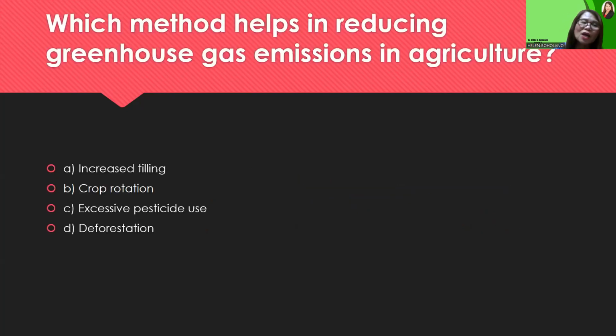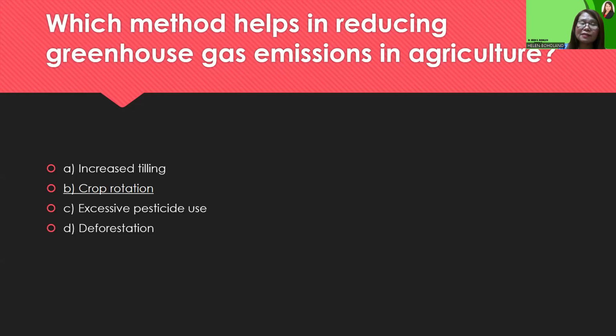Okay. Another one, which method helps in reducing greenhouse gas emissions in agriculture? A. Increased tilling. B. Crop rotation. C. Excessive pesticide use. Or D. Deforestation. Write your answer now. Okay, thank you very much. The right answer is crop rotation.